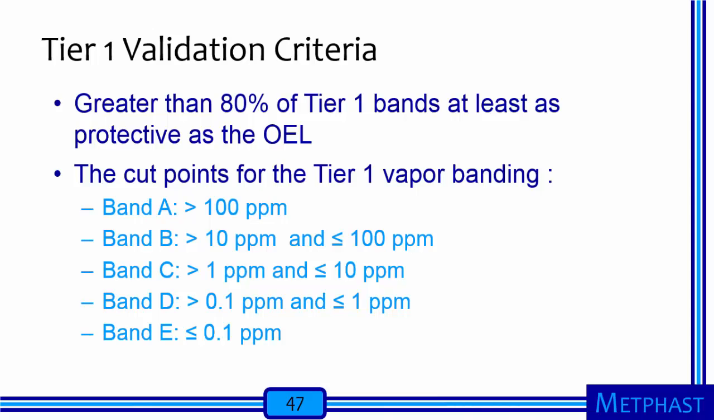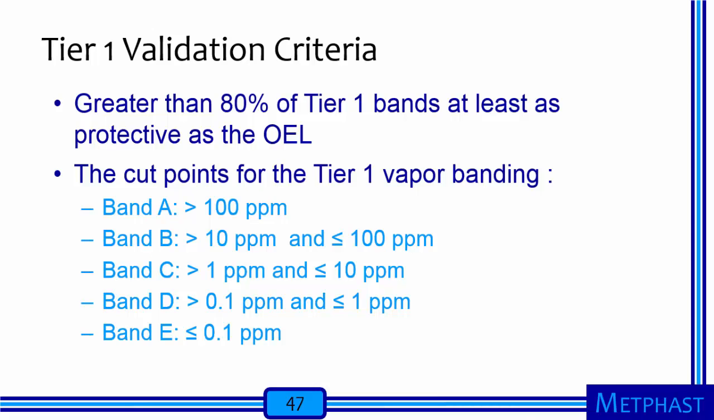For example, if the OEL for a vapor is 5 parts per million, then we want the Tier 1 band to be C, that is greater than 1 and less than or equal to 10 parts per million, or D, that is greater than 0.1 and less than or equal to 1 part per million, or E, that is less than 0.1 parts per million.